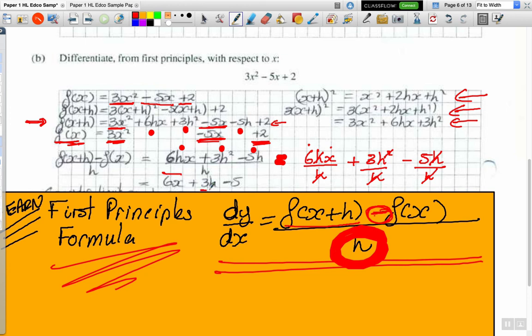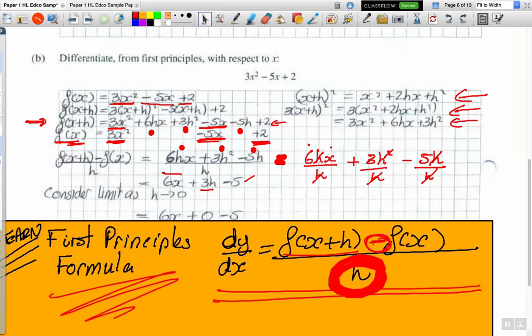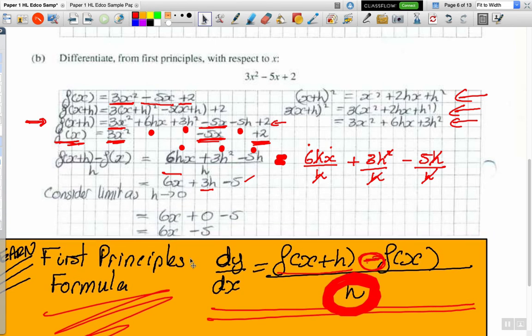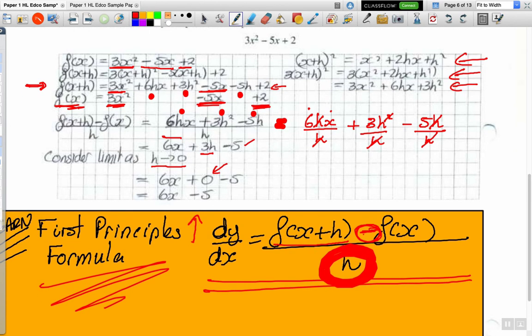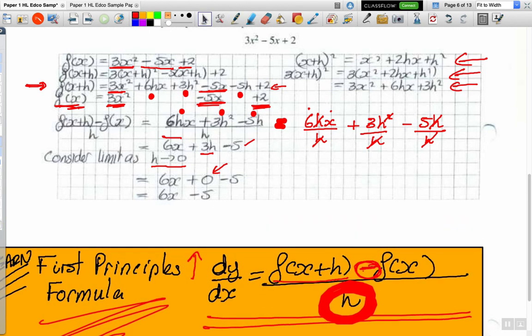We've got an h left there, so it's 3h. The h is cancelled, we're left with minus 5. Now, you've got to remember for this that you must let h tend to 0, not equal to 0. Ironically, you do let it equal 0, but in the working out it must say tend to 0. As h tends to 0, 3h becomes 0, and the answer is 6x minus 5, which is written in there. And that's the end of that particular part of the problem.